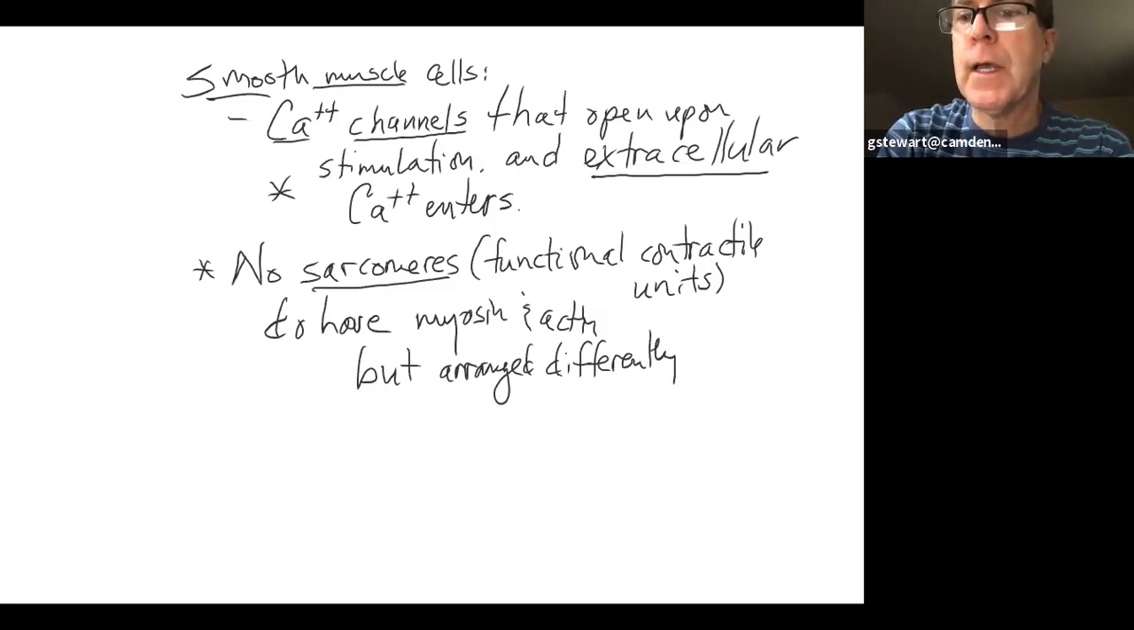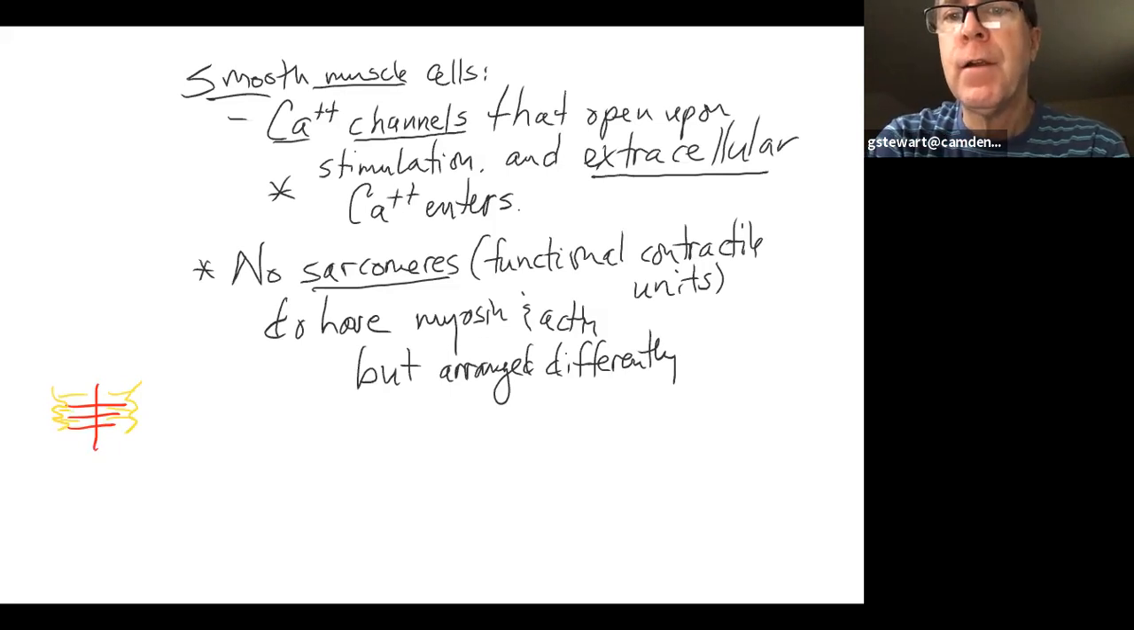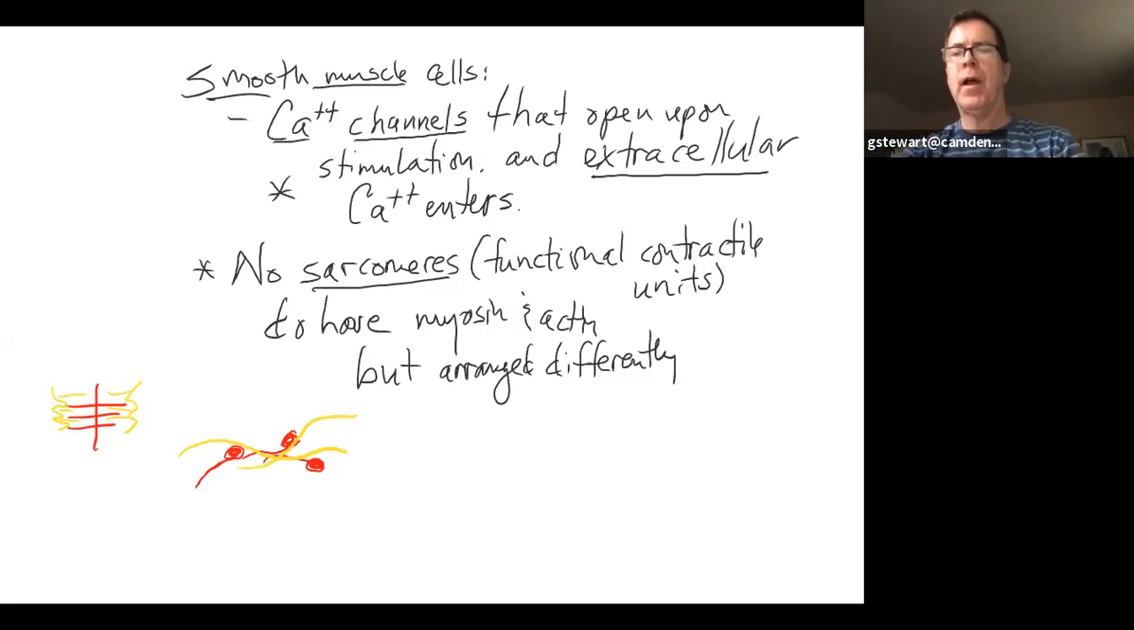In a skeletal muscle cell, remember we had those thick filaments and then those thin filaments, and they were very regularly arranged like this. That's skeletal muscle. Smooth muscle cells don't have this sarcomere type of arrangement. Their myosin heads are shorter, and they're not arranged in a very specific arrangement, and their actin filaments sort of do this, so that it's sort of this haphazard looking type of arrangement.